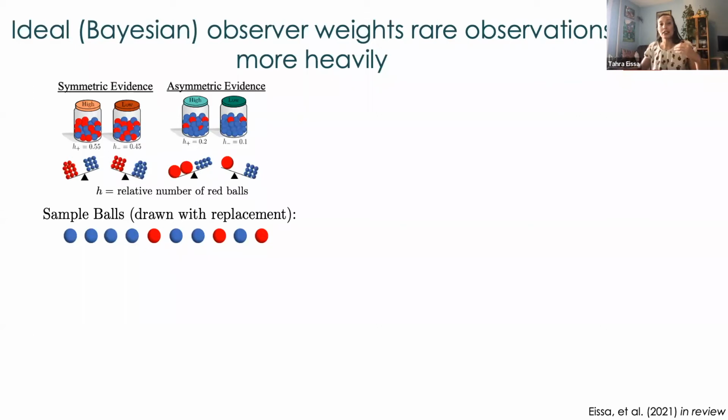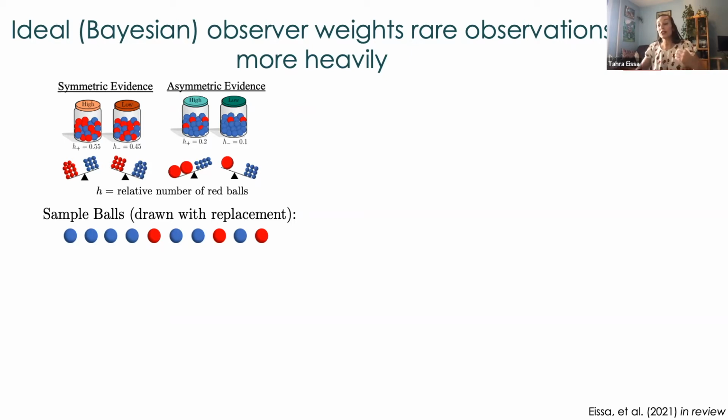In contrast, in the asymmetric evidence case, the red balls are rare in each jar, so they make up less than half of the balls in the jar. Based on that same idea as the seizure, what we're now saying is that these red balls should be weighed more heavily in our decision.